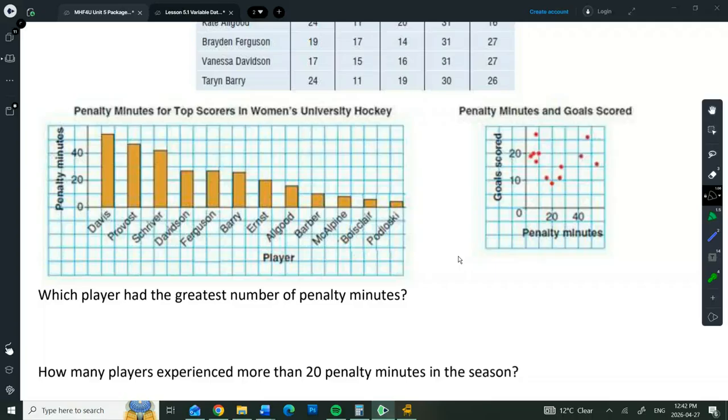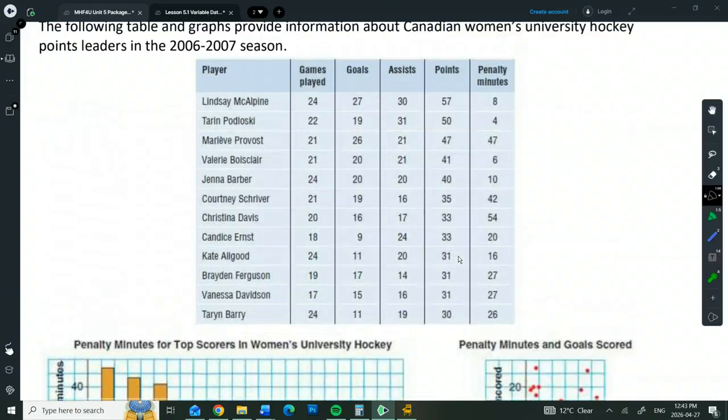Okay, so then which player had the greatest number of penalty minutes? What can you see? Yep, perfect. So we can see Davis has the highest bar of over 50 minutes, so probably like 53 or 52 minutes. Actually, we can even see it on the chart here, 54 minutes.